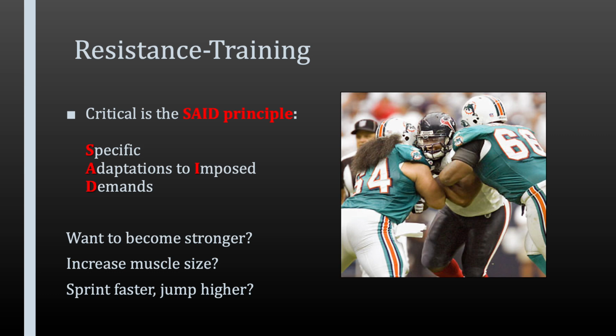So again, if you want to become stronger, you must train for strength. If you want to increase muscle size, you must train in the goal phase for hypertrophy. If you want to sprint faster, jump higher, you must add a power component. You have to be specific in the critical variables for a specific adaptation to take place.